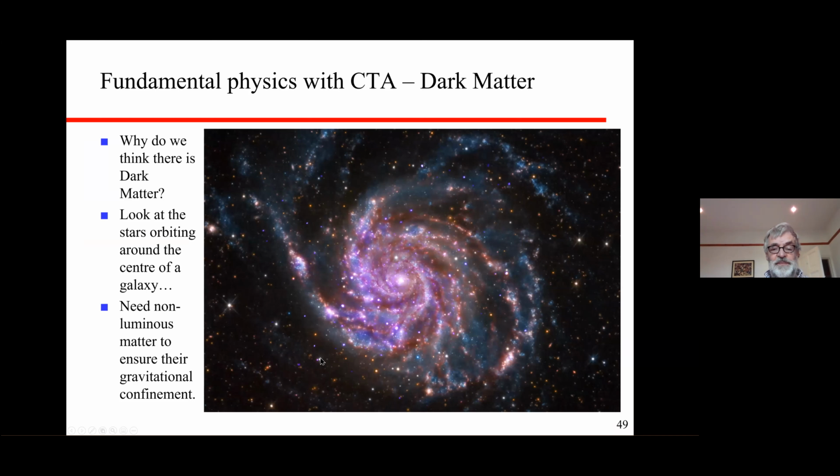So how are you feeling? Have you had enough? Because we can go on to look at some of the fundamental physics we can do using CTA if you want to carry on.